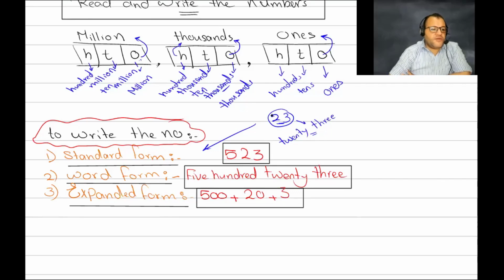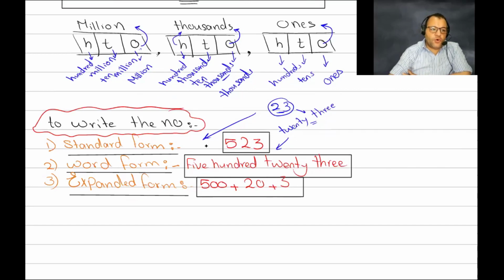No. The first way is called standard form. The second form is called word form. They are the same, but we write it in a different way. Standard form is written in digits, numbers, and word form is written in words. And then what is the expanded form?